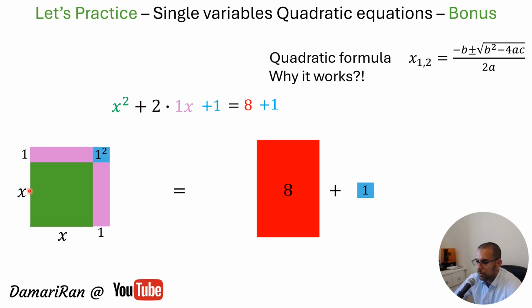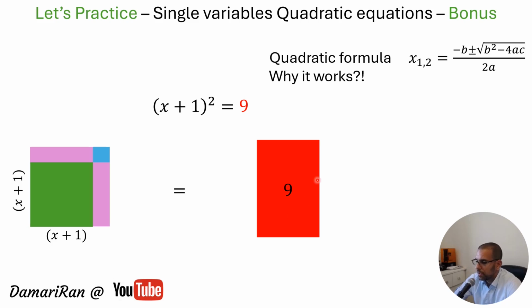Now this side is no longer x, it is x plus 1, and this side is x plus 1, meaning that all of this is a square with area x plus 1 squared. Earlier we had an 8 and a 1, and now I put the 1 inside here, and we have an area of 9. So the area here is x plus 1 squared, and the area here is 9, and it can be represented by this equation. Now let's do a little arithmetic.